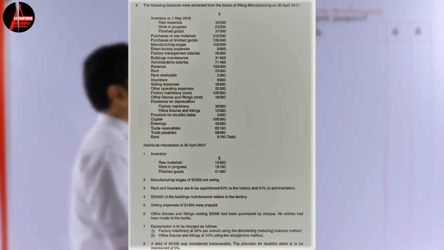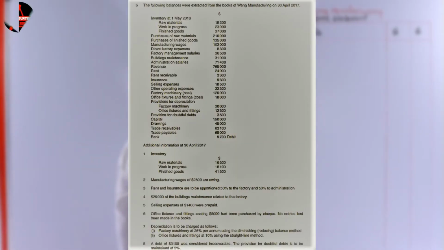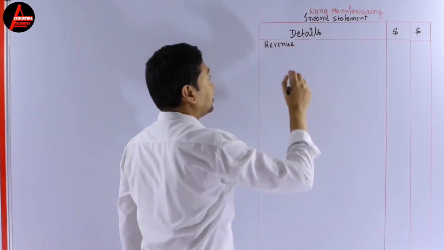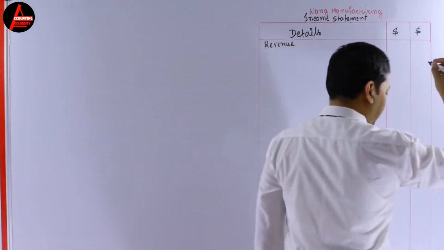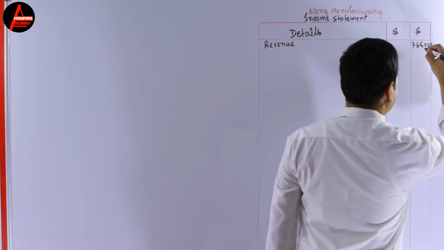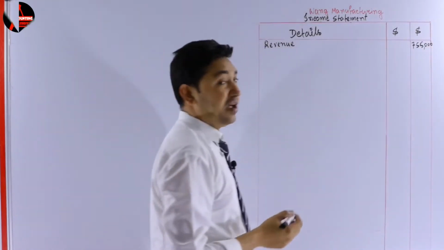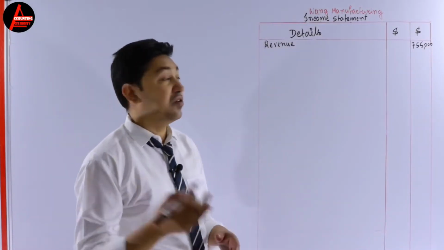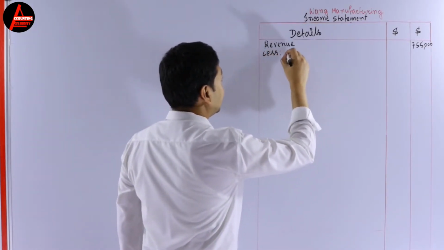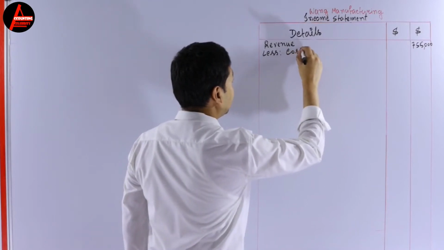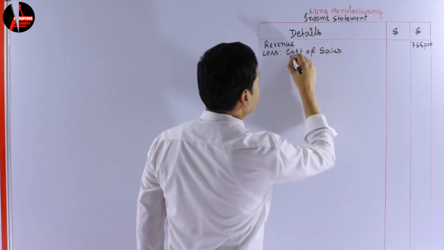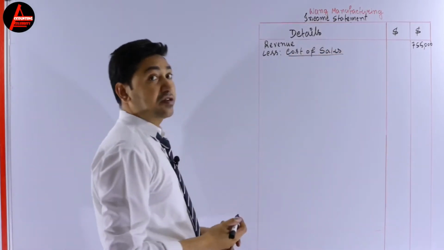So here our first item is sales revenue, as it is our income statement. Look at the question, what is written? So revenue is here, 755,000, okay? Then what to write? We have to subtract cost of sales, yeah? So right here, less cost of sales. Okay. So how to calculate cost of sales?